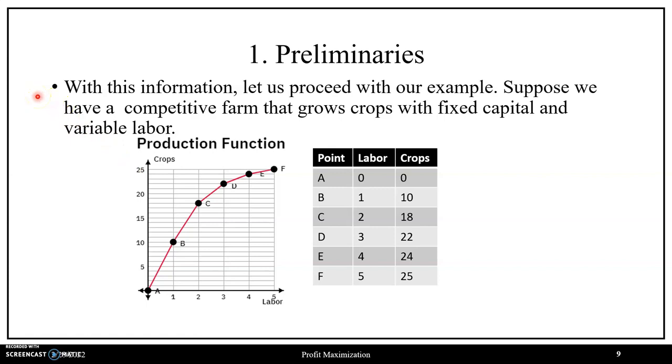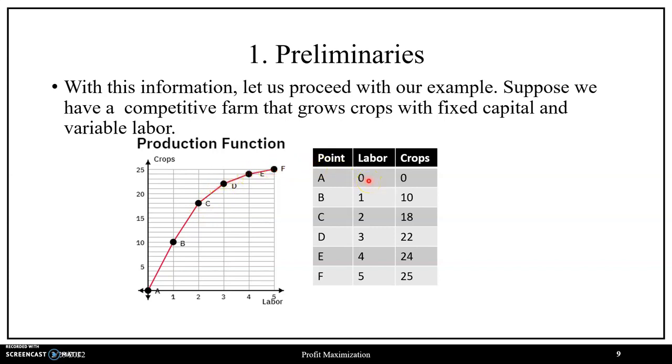Let us suppose that we have a competitive farm that grows crops with a fixed amount of capital and a variable amount of labor. So we know that we're going to be looking at a short-run production process, which we're given graphically and through a table representation below, where crops is going to be on the vertical axis, quantity of labor is on the horizontal axis, where we see that as more labor is being used, more crops can be produced, but it's going to be at a declining rate due to diminishing returns on labor.